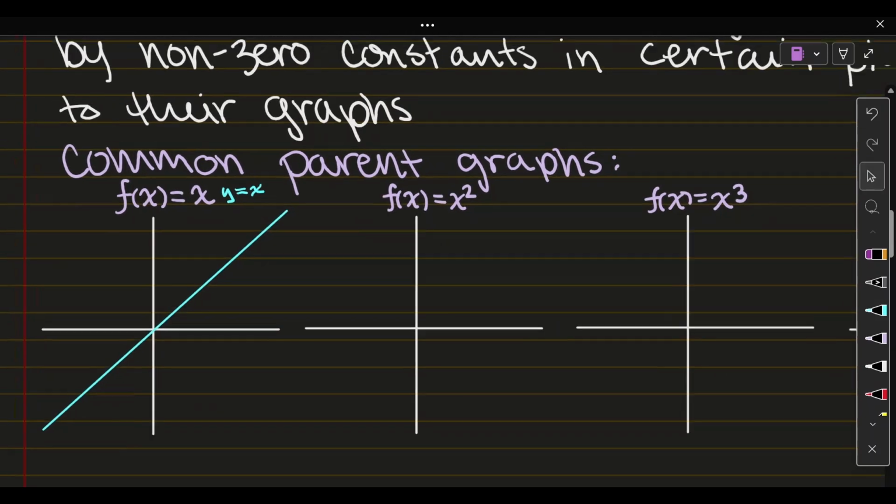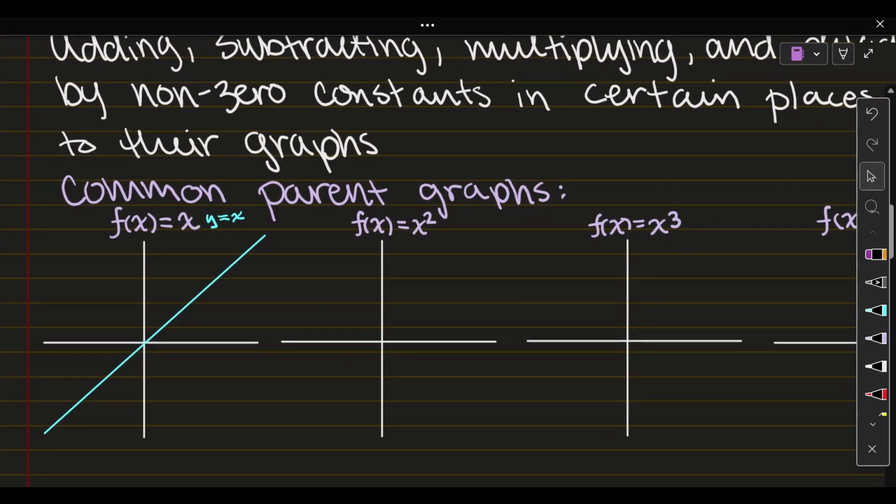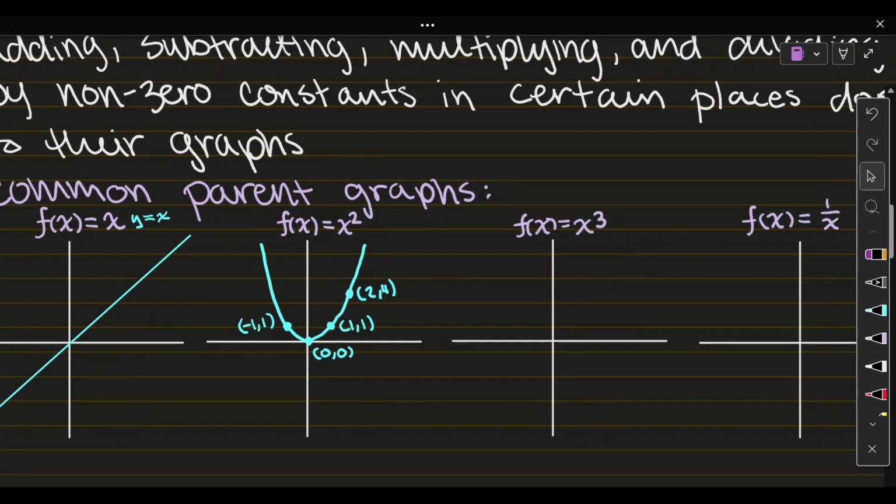For all of these, you can verify by plugging in values that this is really what these graphs look like. x squared looks something like this. It's a parabola passing through the origin, and it has points (negative 1, 1) and (positive 1, 1). These are 2 points, and then (0, 0) is a point. And obviously, if I plug in 2, 2 squared is 4, so I have (2, 4) on the curve, and so on and so forth.